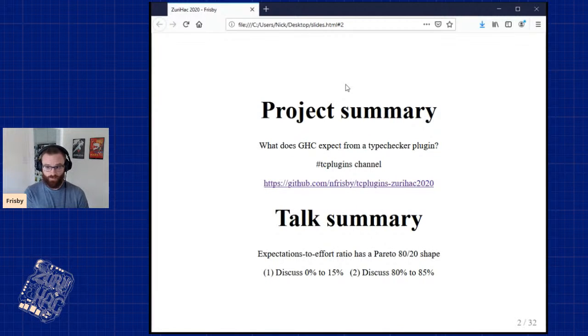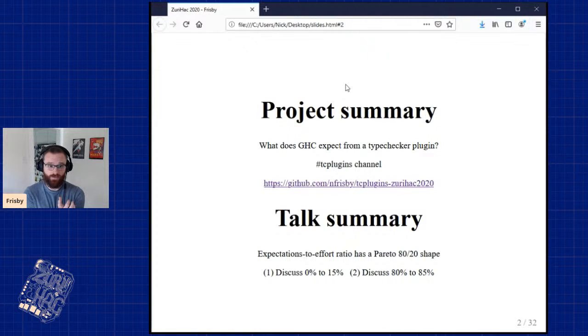I've got a related project at this year's ZeroHack, which I've been neglecting a little bit to finish my slides. Sorry about that. The general question is trying to document what it is that GHC expects from a typechecker plugin. There's some documentation on the wiki, but it's just enough for an expert to get going. So we'd like to expand that a little bit so it's more welcoming. We have the TC plugins channel on Discord, and I created a GitHub repo to accumulate whatever we come up with this weekend. So please feel free to stop by if this piques your interest, or if you feel like you could contribute, that'd be excellent.